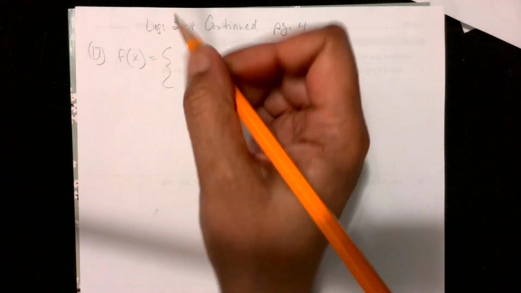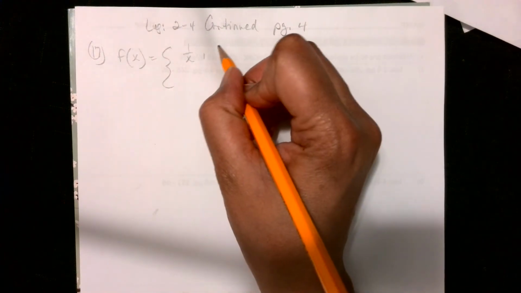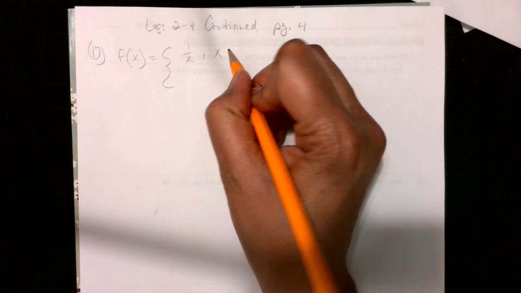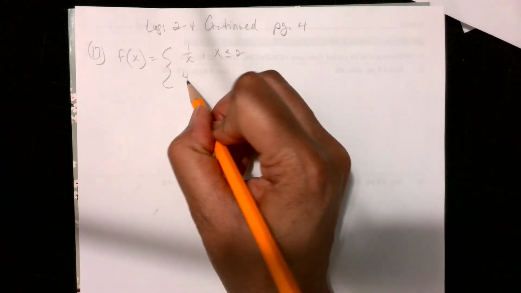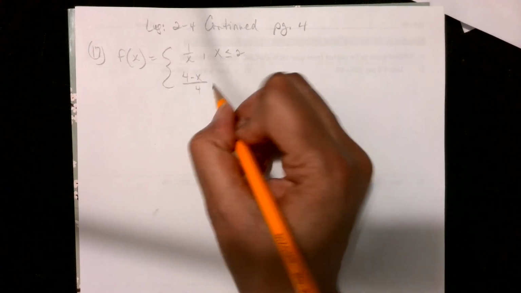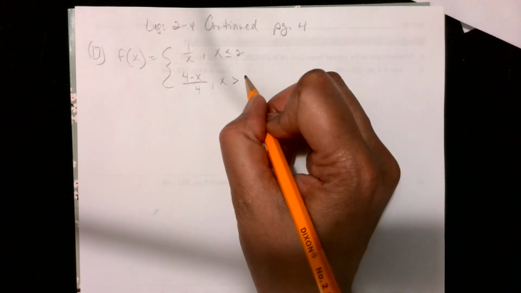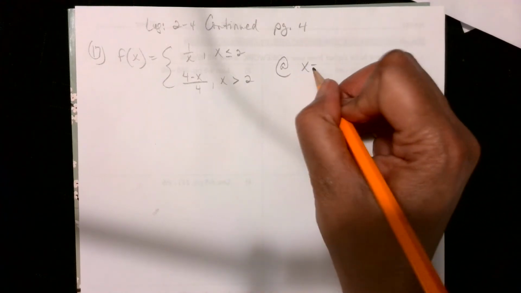f of x equals 1 over x at x is less than or equal to 2. Then we have 4 minus x over 4 at x is greater than 2, at x equals 2.